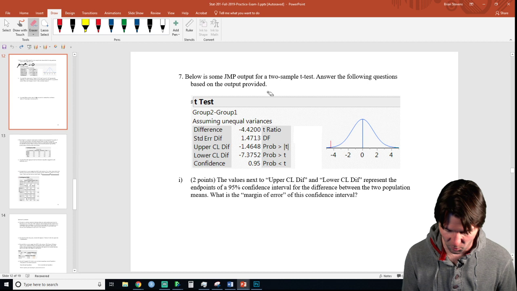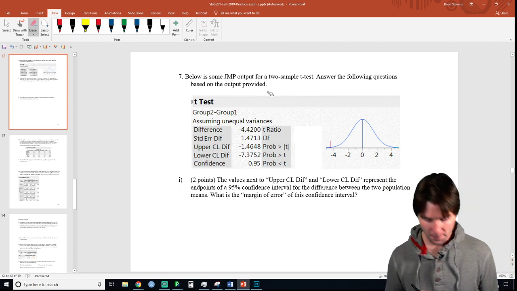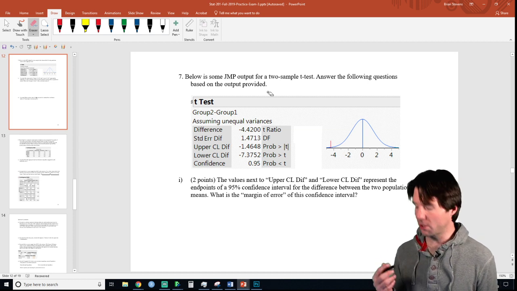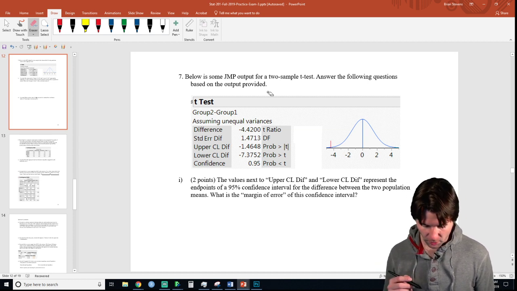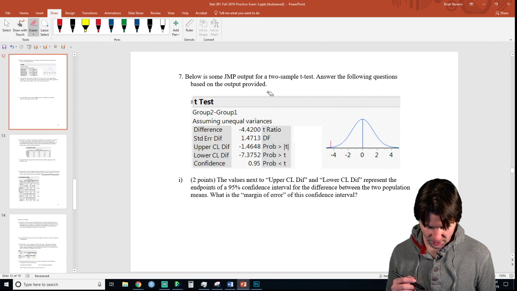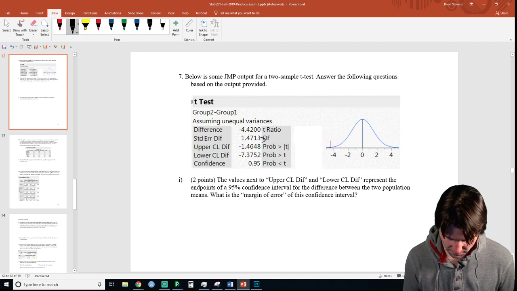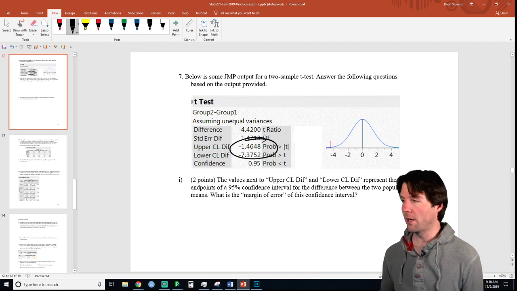Chi-squared is x is independent of y, x is not independent of y. I'll just do the full question right here because it's part 1 and part 2. The values for the upper and the lower represent the 95% confidence interval. What is the margin of error of this confidence interval? So when you look at this confidence interval right here, we want to know the margin of error of it.